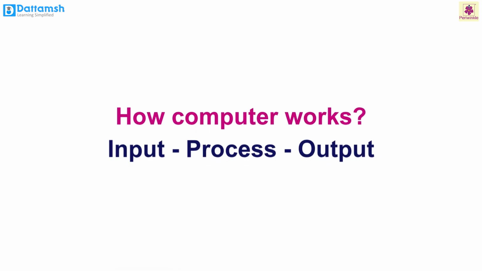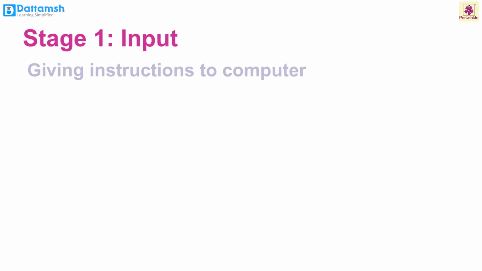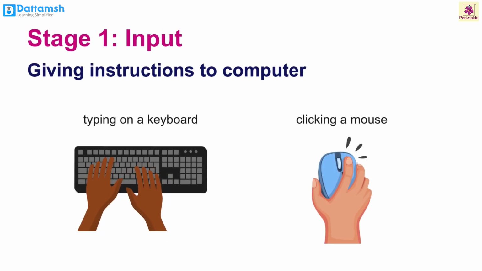Students, now let us understand how a computer works by learning the concept of input, process, output. We already know what is input. Input is when we tell a computer to do something. That can be as simple as typing on a keyboard or clicking a mouse. It's like giving instructions to the computer. The moment you press a key or move or click a mouse, you are giving instructions. That's called input.